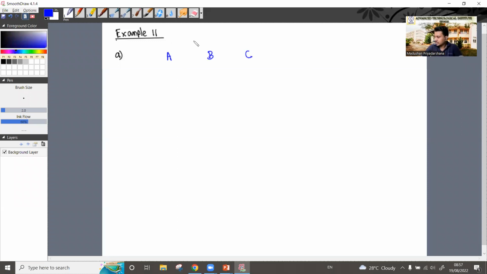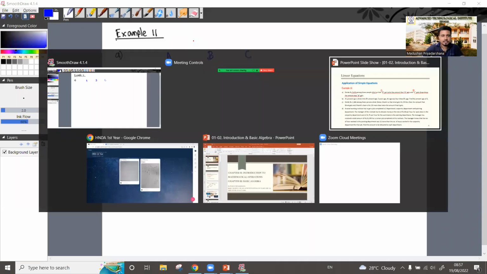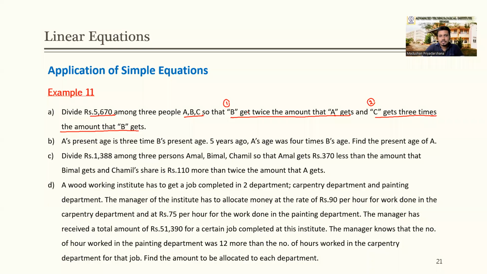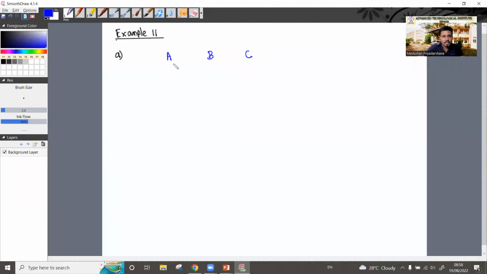What is the first condition here? B gets twice the amount that A gets. B should get twice what A gets. So let's assume the amount here. B should get twice the amount that A gets. If this one gets 100, this one gets 200. If this one gets 200, this one gets 400. Right? B should get twice the amount that A gets.